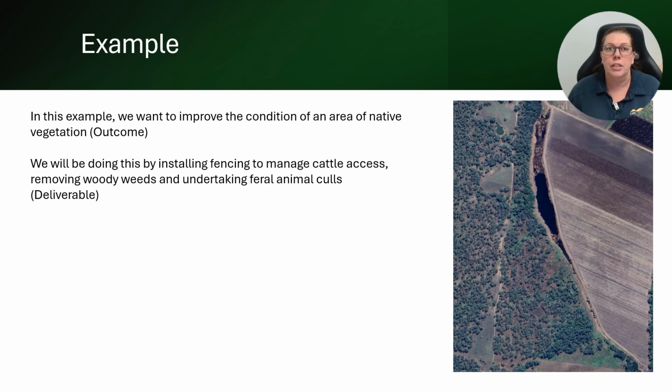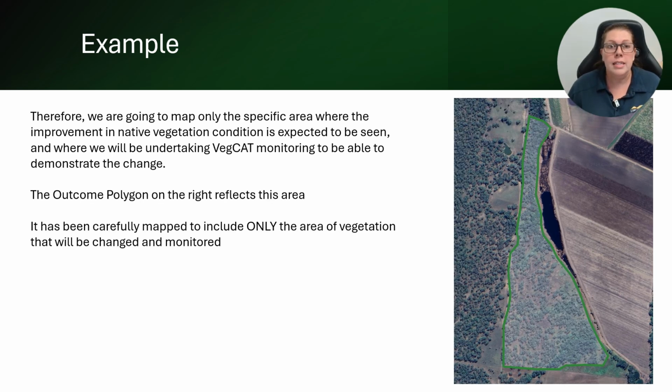So you can see on the right now that we've mapped our outcome polygon in green there, and that it only covers an area of native vegetation that we're aiming to improve. So it's not the whole property that it's on or the larger area around it. In this way, we're making sure that our outcome polygon accurately reflects the area of change that we're trying to create and where we will be monitoring to be able to show that change.